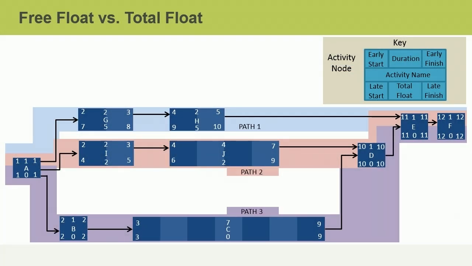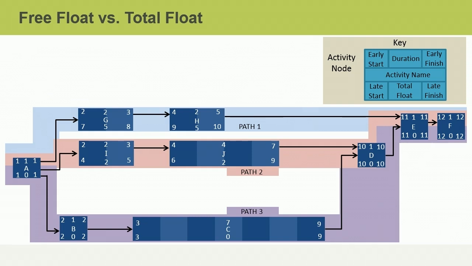According to the key, the total float of each activity is located in the bottom center of each activity. This was calculated during the backward pass through the schedule. The total float is calculated by subtracting the early finish from the late finish, or the early start from the late start. We know that there are 5 open months after activity H, and that the activity can be delayed for up to 5 months without delaying the overall project. So activity H has 5 months of total float.